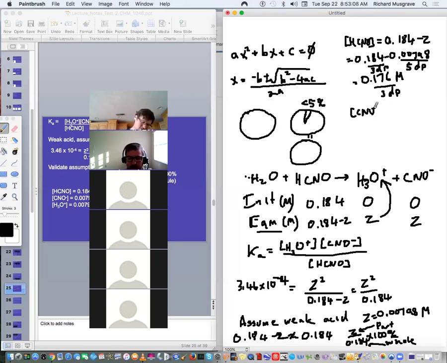Now CNO minus and H3O plus are going to be the same, and they are going to equal Z, which is 0.00798. Does anybody have any questions? Anybody have any questions? All right.